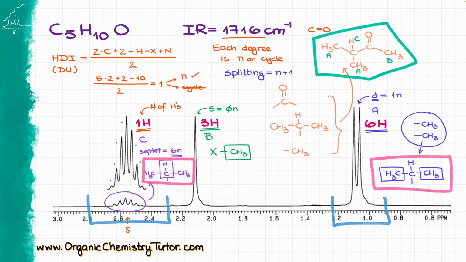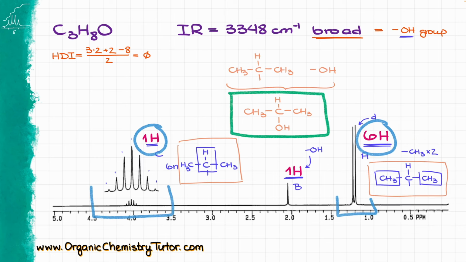See, we have a septet on the left, we have a doublet on the right, we have a septet with 1 hydrogen and doublet with 6 hydrogens. So in both cases we had the isopropyl group, so that is something that you should start recognizing in your spectra whenever you see a combination like that, that basically screams that this is the isopropyl group. And of course, the more problems you solve, the more of those patterns you will start recognizing immediately.